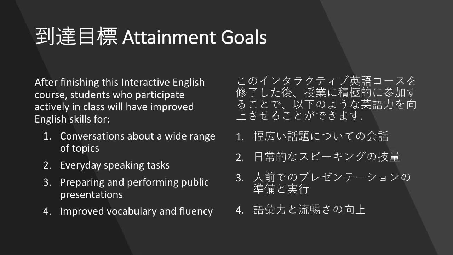These are the goals we will be trying to reach this semester. After finishing this English course, students who participate actively in class will have improved English skills for 1. Conversations about a wide range of topics, 2. Everyday speaking tasks, 3. Preparing and performing public presentations, 4. Improved vocabulary and fluency. If you come to class, participate actively, and do the homework, you should improve in all those areas.